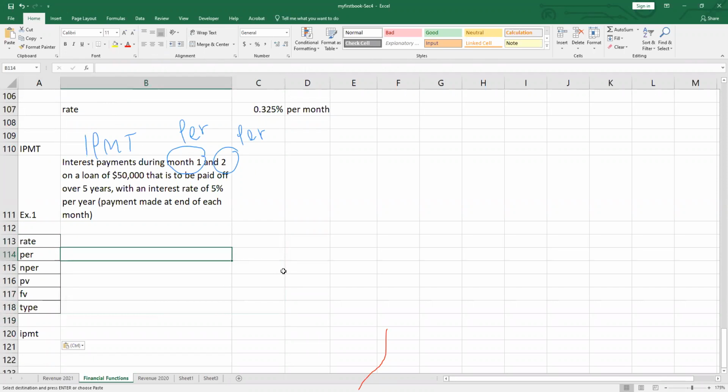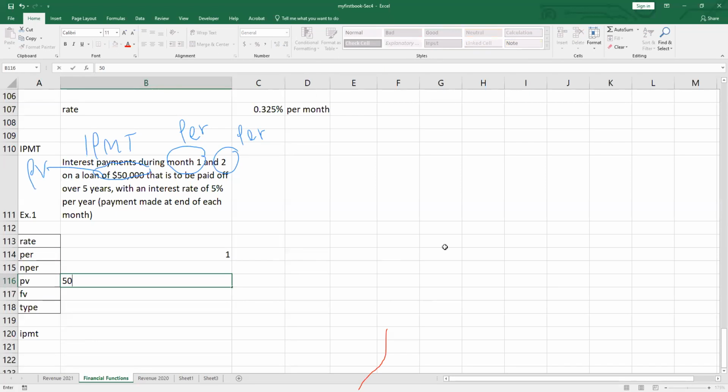Okay, so I enter per first, month one. Let's do month one first. On a loan of $50,000, that means you ask for the loan of $50,000, the present value is $50,000, because you borrow from the bank as a loan. It is PV, $50,000 positive, because you borrow the money from the bank, the money is with you now that is to be paid off. You want to clear the debt, then FV is zero.